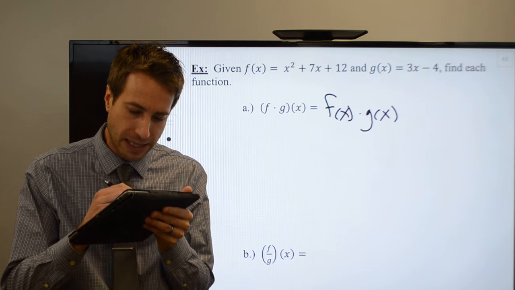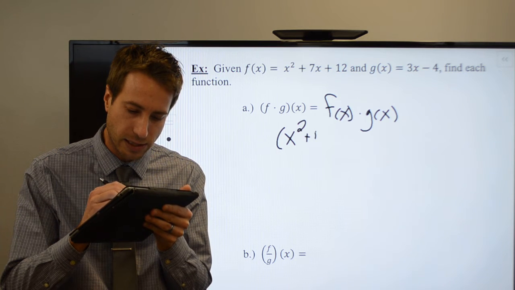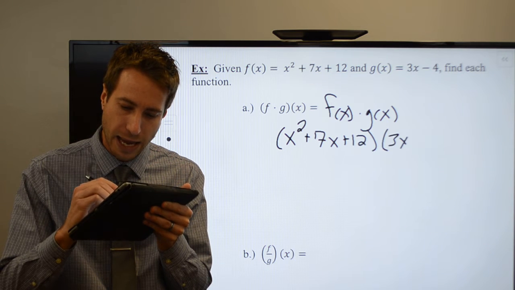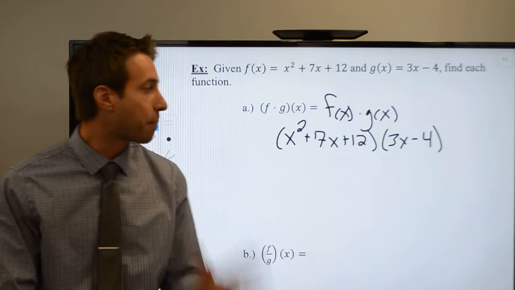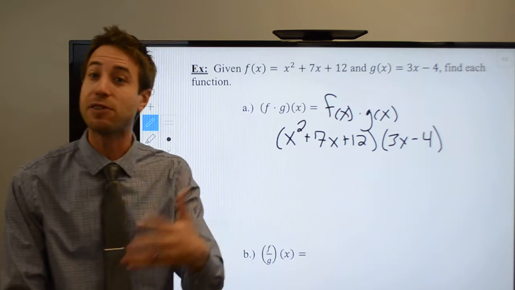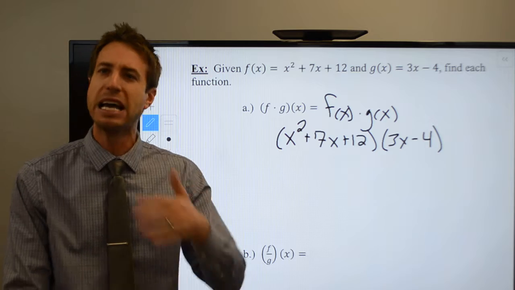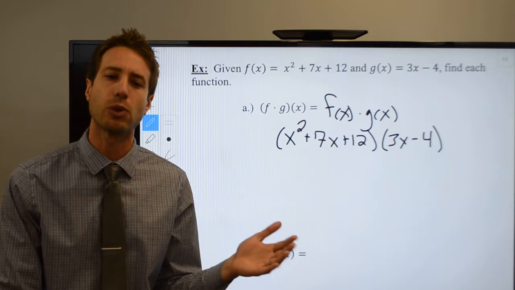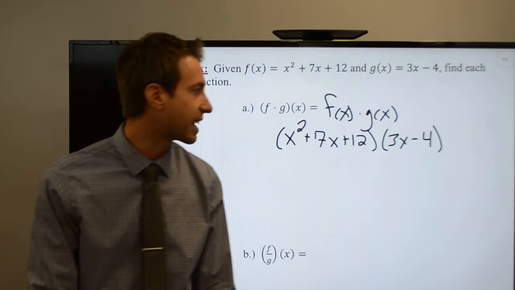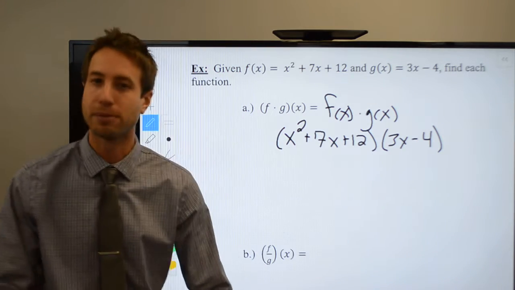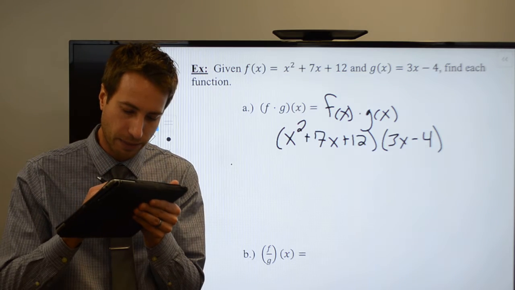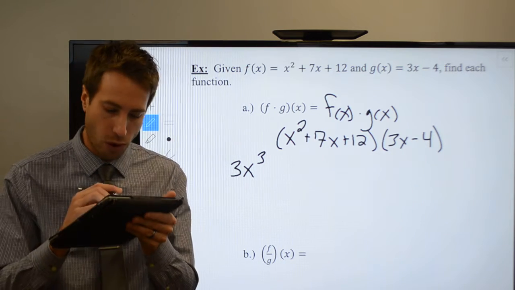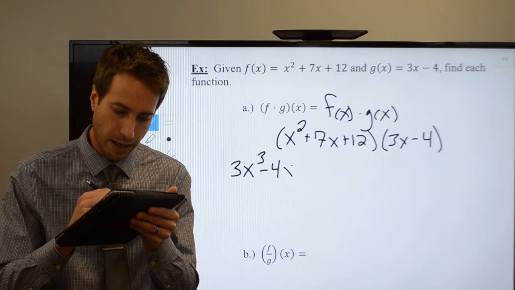We can do that. That means that I'm going to do x squared plus 7x plus 12, and I'm going to multiply that by 3x minus 4. Now, please feel free to draw your arrows if you need to so that you don't forget anybody, but it's just the distributive property. We're just going to start working our way through this. We need to make sure that we multiply everybody together. So here we go. x squared times 3x is going to be 3x cubed. x squared times a negative 4 is minus 4x squared.